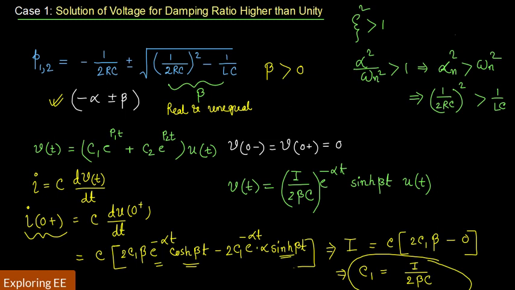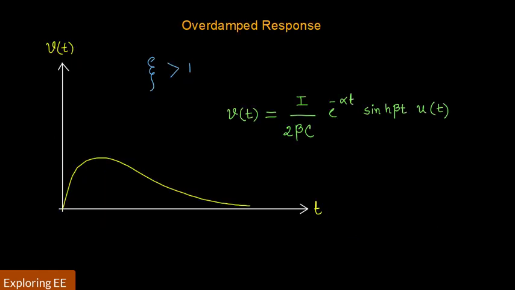If we plot this voltage, we have an overdamped response. Initially the capacitor is shorted, so the voltage across the branch is 0. And finally the inductor is shorted, so at steady state the voltage is also 0. So starting from t equal to 0 plus to t tends to infinity, the voltage trajectory is overdamped in nature, and this is the expression of voltage.